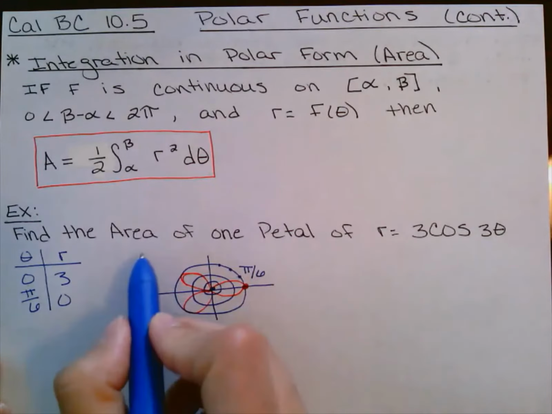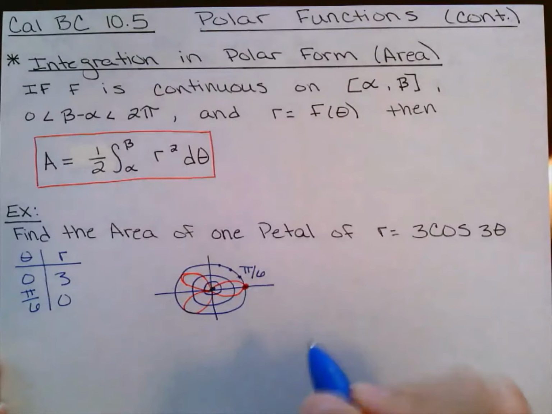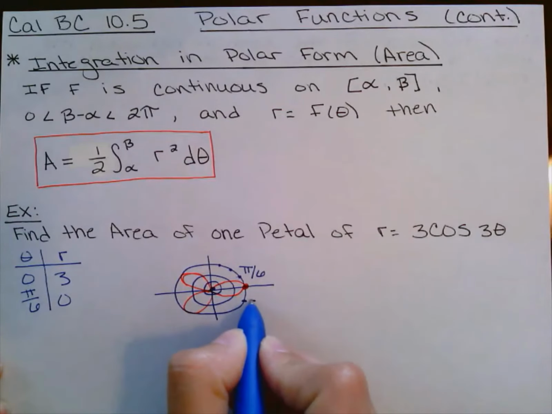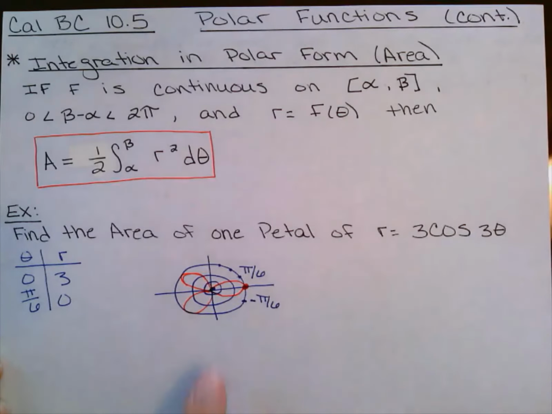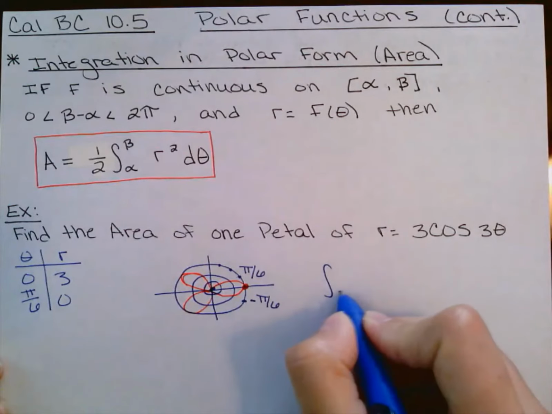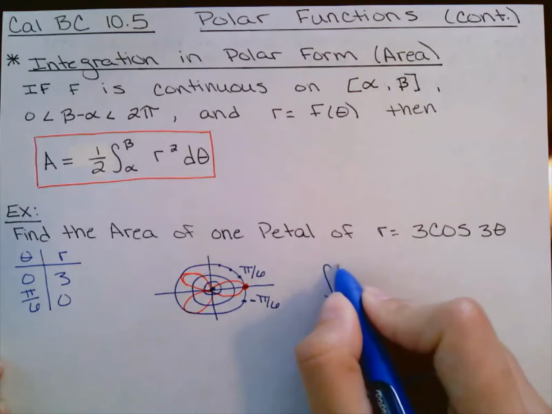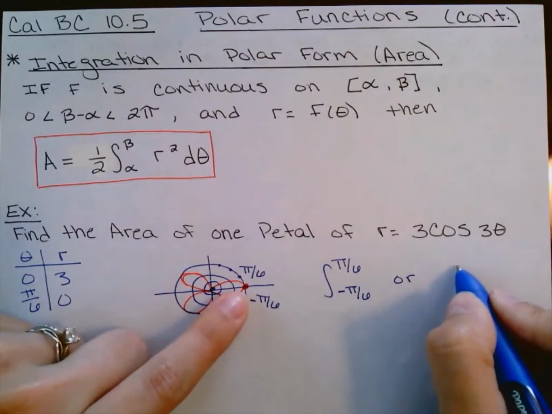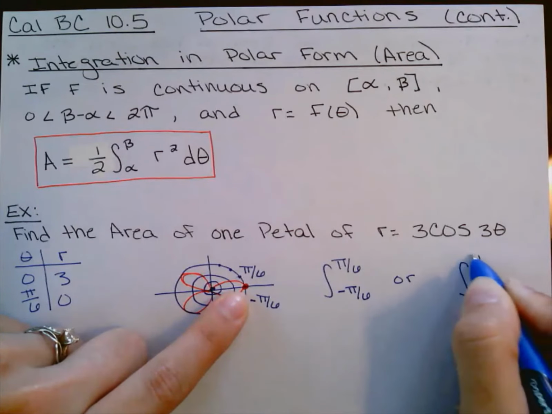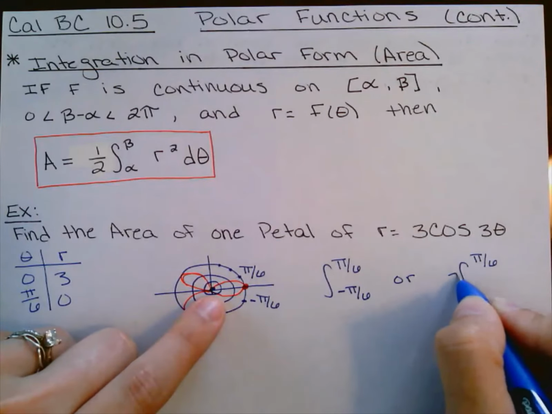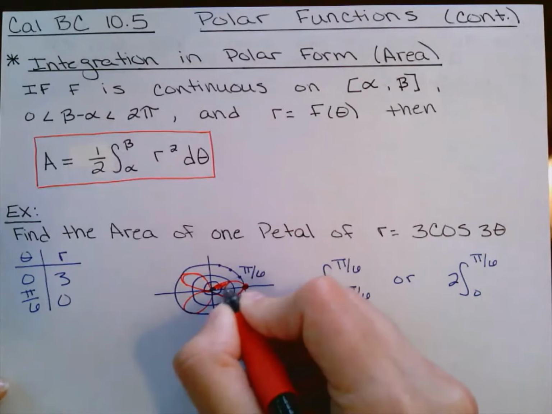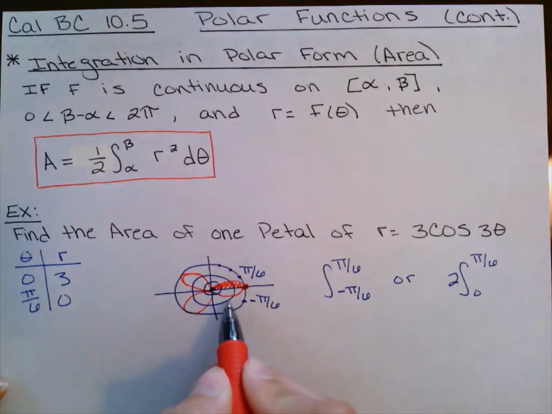Okay, so remember they asked me for the area of one petal. So I can do either, because now I know if this is reflecting, this is down here at negative pi over 6. I can solve my integral from negative pi over 6 to pi over 6, or I can go from 0 to pi over 6 and then just double it, because that would be me finding this top portion from 0 to pi over 6, and then doubling it would get me that bottom portion.